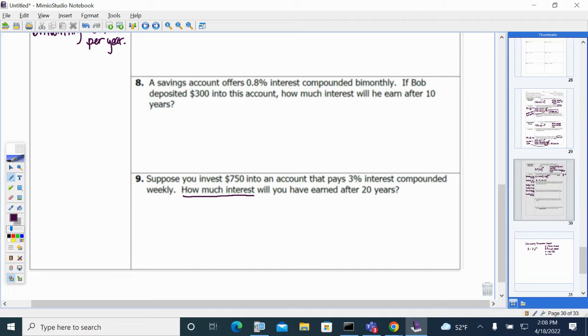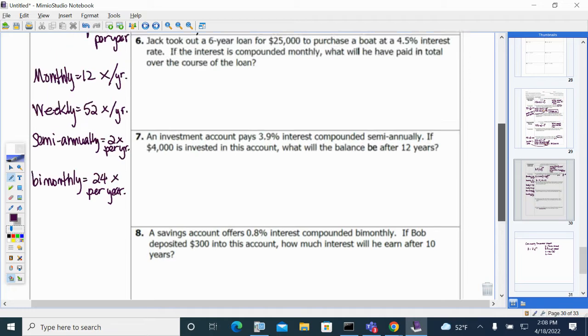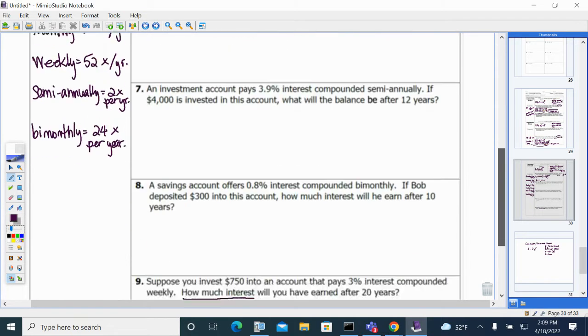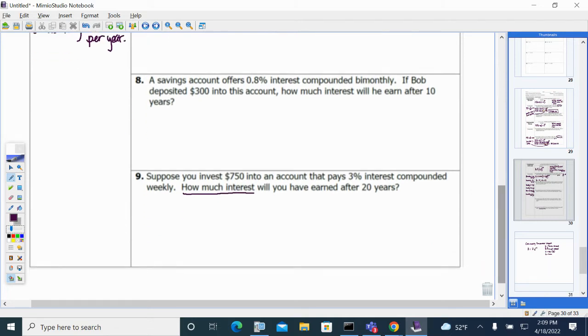So the formula A equals P times 1 plus R divided by N to the NT represents the total amount, principal plus interest, that you're going to have after a certain period of time. So when example number 9 asks about just the interest, we're going to have to subtract to find that amount. So let's use our formula. A equals P times 1 plus R divided by N raised to the N times T.